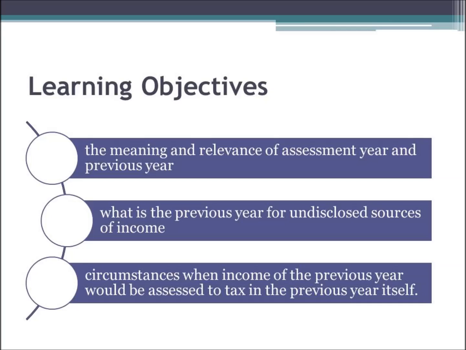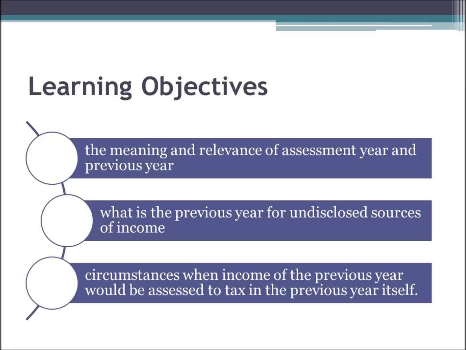And the third and the last one is circumstances when income of the previous year would be assessed to tax in the previous year itself. When we understand the definition of assessment year and previous year, we'll see that these are two different terms and the tax is paid in the assessment year. We'll get to know the definition in the coming slides, but for now I'm telling you that an assessee is required to pay tax in the assessment year. So there are circumstances when the assessee is required to pay the income tax in the previous year itself. We'll learn those circumstances.